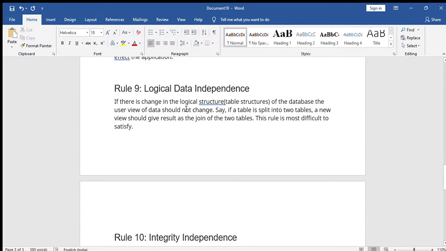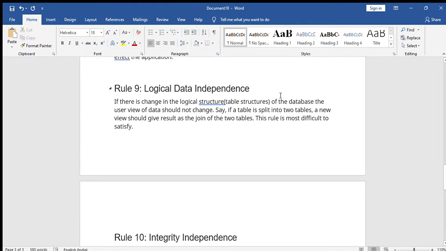If there is a change in the logical structure or table structure of the database, the user view of data should not change. Even if any changes have occurred, there should not be changes at the user view level. If a table is split into two tables, a new view should give results as the join of the two tables. This rule is difficult to satisfy. Right? So if a table is split into two tables, if you retain information, the data should not be affected.